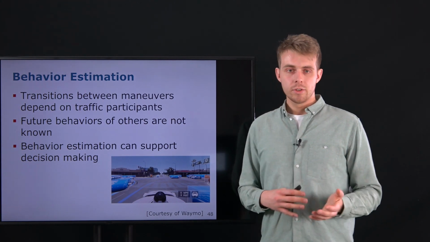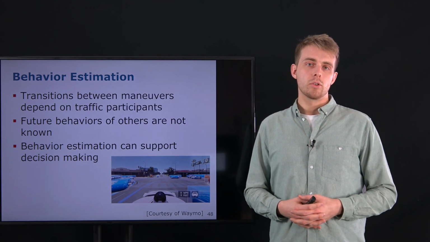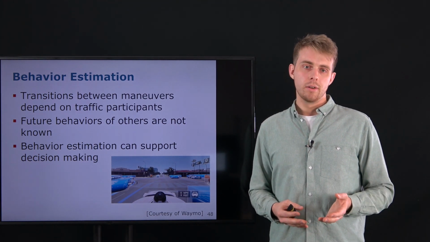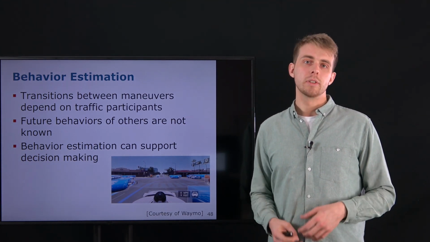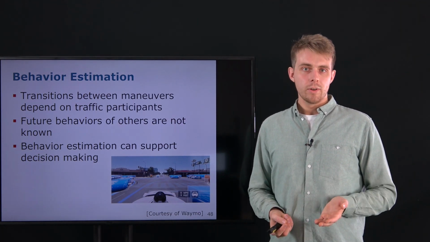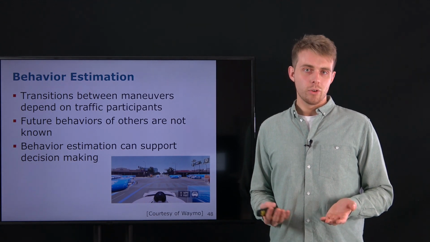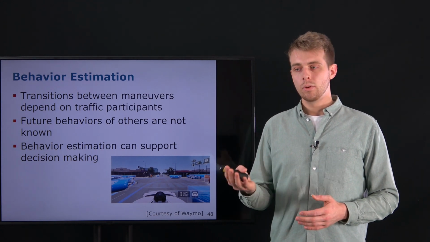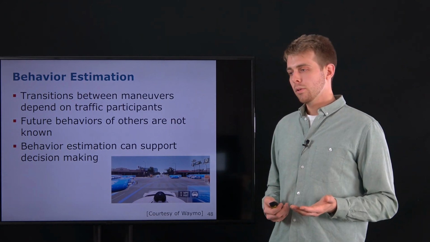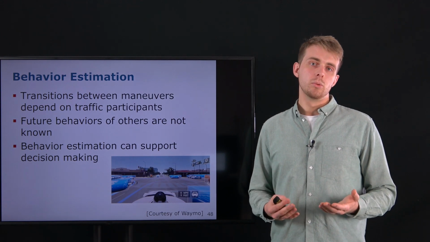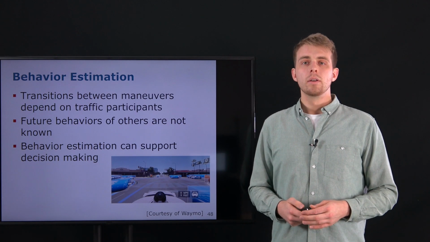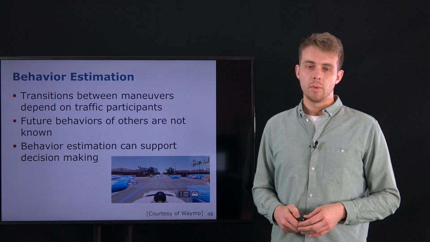So you see that these transitions between the states depend on other traffic participants. So we need to observe them and also estimate what they are going to do, since this affects our decision in that case. But the future behavior of other vehicles is of course not usually known, so we can just infer from the observations we do, and it's possible to support this decision making, or to decide whether a transition between the states needs to be done now, by predicting what the other participants might do.